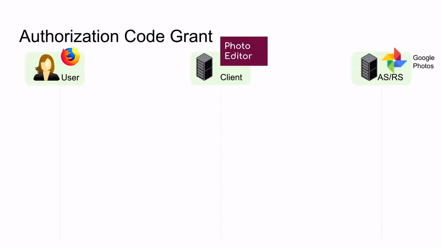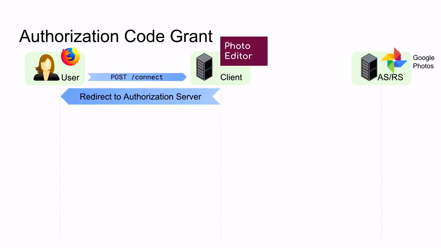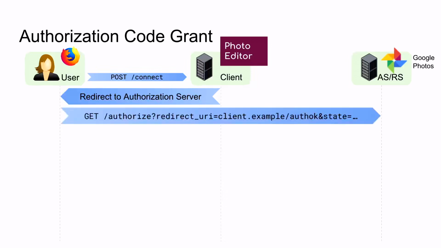Now, OAuth knows 4 different grant types. And the most important one is the so-called authorization code grant type. And this works as follows. First, the user says, OK, connect the photo editor app to my Google account. And then the photo editor app, here acting as the OAuth client, will create an authorization request. That will be sent to the user, and the user's browser will be redirected to the authorization server of OAuth.